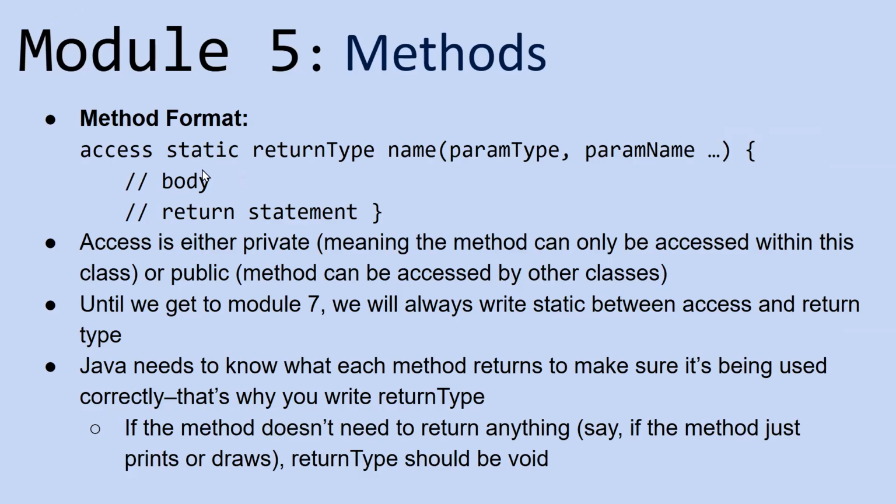As a preview of what we learn in module 7, static just means that your method is associated with your overall class. I won't add any more detail because I'm not trying to confuse y'all. Just for now, all you need to know is we always write static between access and return type.